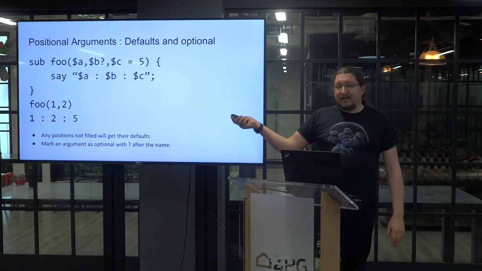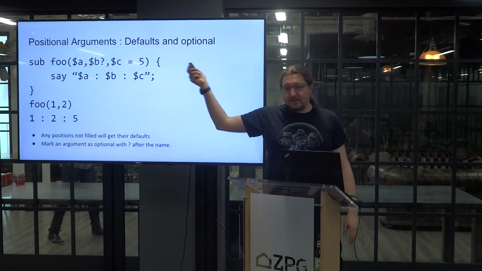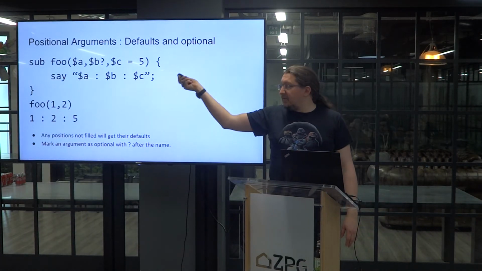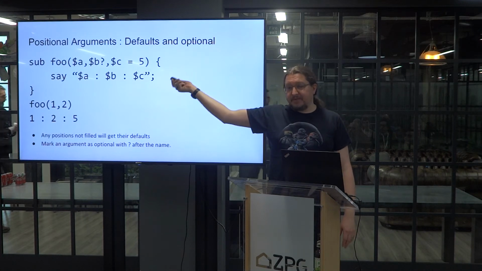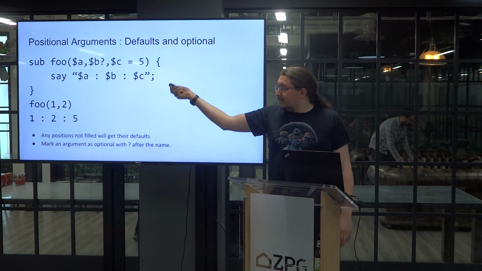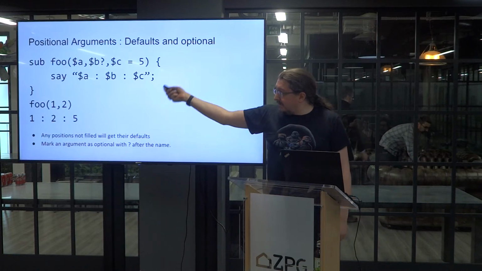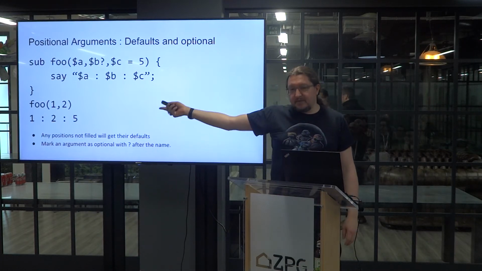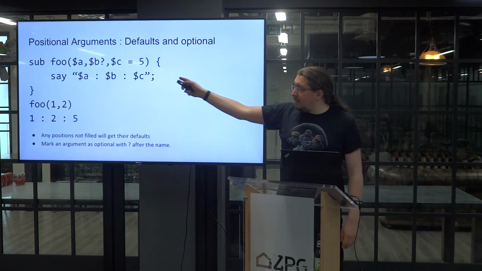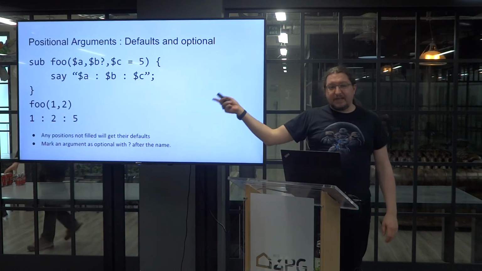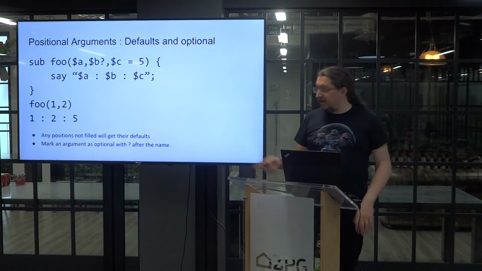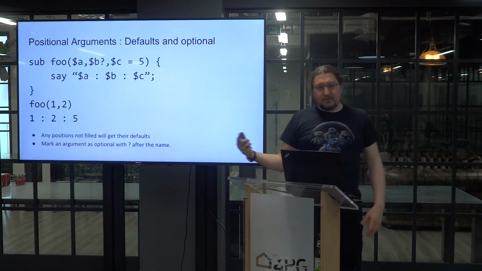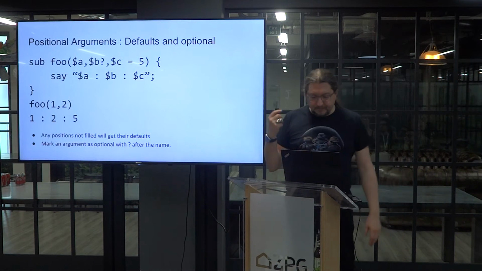In this case, I'm now saying, okay, so I've got to have A, B is optional, C is also optional and will default to 5. And you see in that case, calling it 1, 2, I get 1, 2, 5 because it's got the default. If I call it without B, then I will get an undefined error, but it won't run, it won't die, it will just warn to say B is undefined and you'll get a blank space. So you can do that.